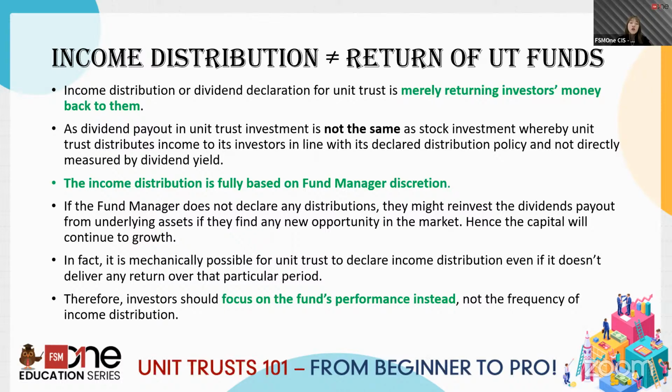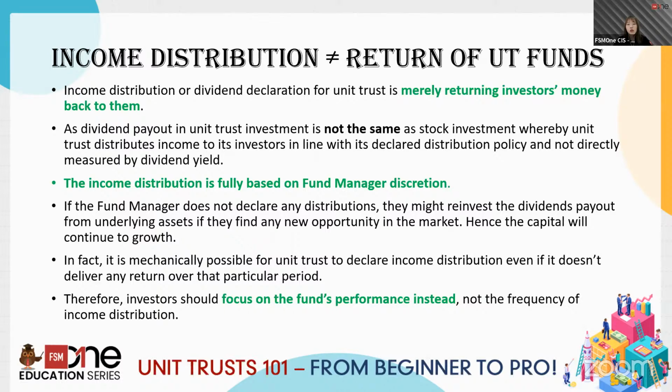So in unit trust, upon a declaration of an income distribution, any interest income and realized capital profit are paid to the unit holder. Consequently, you will see a drop in the fund net asset value, and the fund net asset value will tend to fall by approximately the same amount as the income distribution.